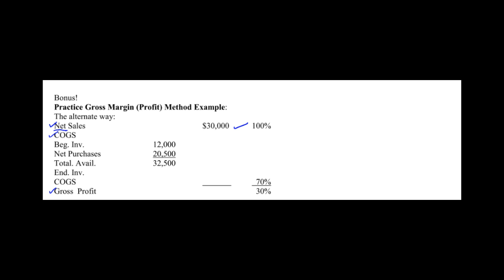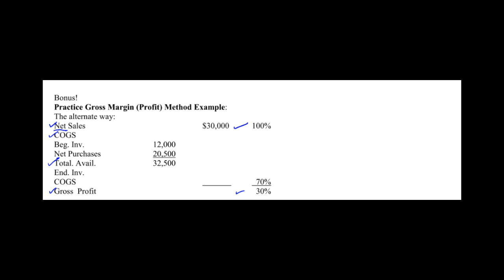Then you're given information regarding cost of goods sold, beginning inventory, and net purchases, and you need to know to add those together to get total available. So you set up a regular income statement format, put the 100% here, and then you need to be given in the problem the amount of gross profit, in our case 30%.